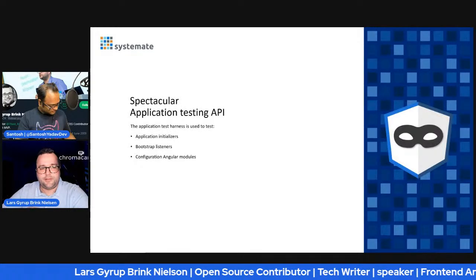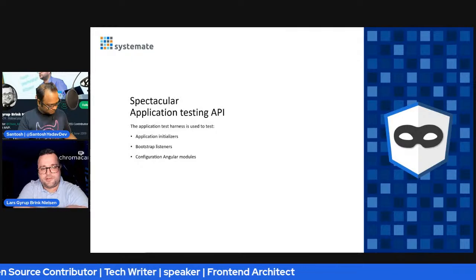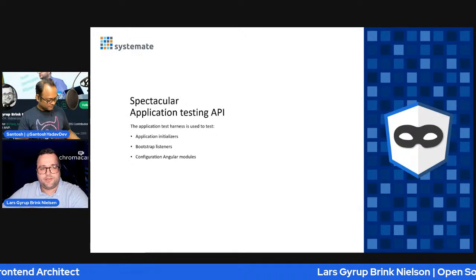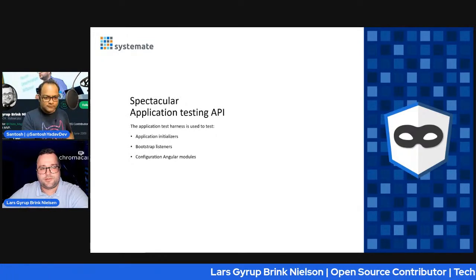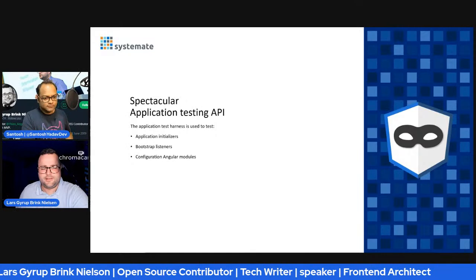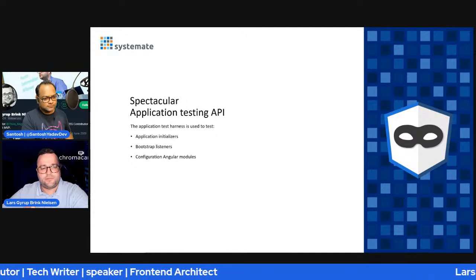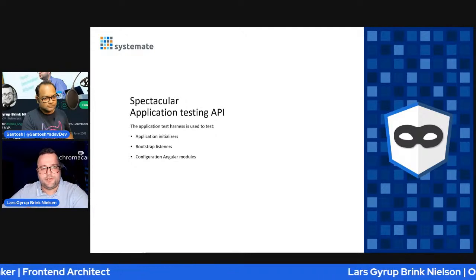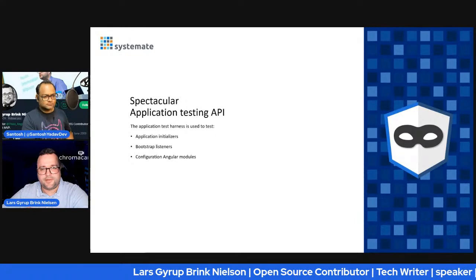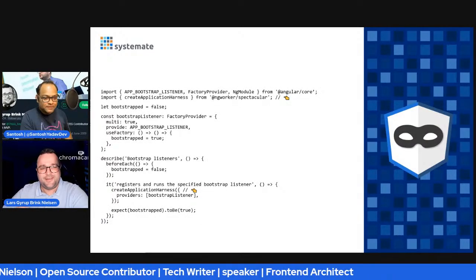So first one up is the application testing API. This allows us to test these very special things, the application hooks, the application initializers, the bootstrap listeners, and configuration Angular modules, which runs some initializes a library or something like that. That's actually close to impossible with the testbed. I got some inspiration from the Angular source code from their own test cases. They were doing some special magic. I stole that and modified it a bit and put it into a library so that everyone is able to use it.